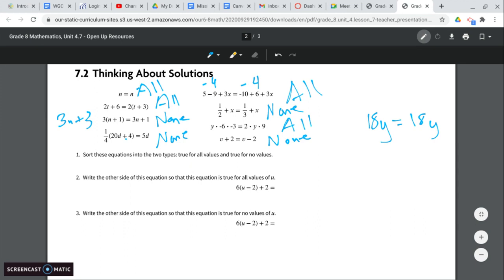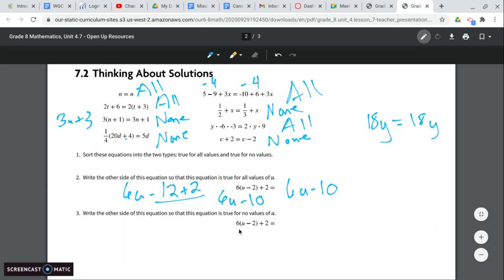All right, for number 2, write the other side of this equation so that this equation is true for all values of u. So best way to do this is to look at what this side of the equation simplifies to. If we distribute the 6, we'd get 6u minus 12 plus 2. Negative 12 plus 2 is going to give us 6u minus 10. So that's what it needs to be equivalent to. So one possible solution is just saying 6u minus 10. Those are completely equal, which means that it would be true for all values.